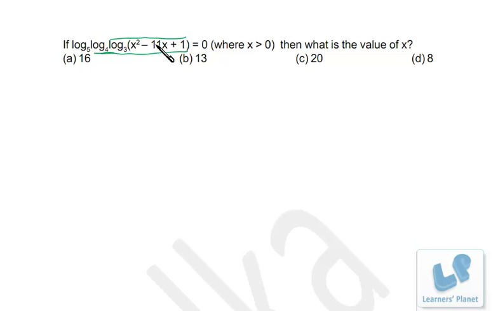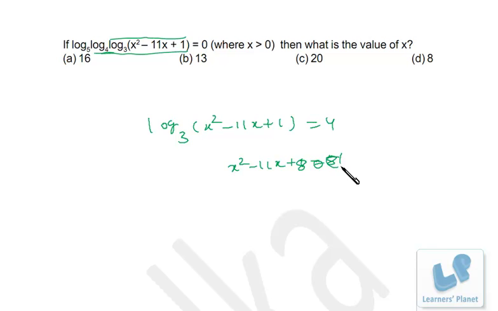Now if this is 4, that means x square minus 11x plus 1 is equal to 81. I just write it over here. Log 3 of x square minus 11x plus 1 must be 4. That means x square minus 11x plus 1 is equal to 81. That means x square minus 11x is equal to 80. That means x minus 16, x plus 5 is 0. That means x is equal to 16. Okay, I hope you are clear.